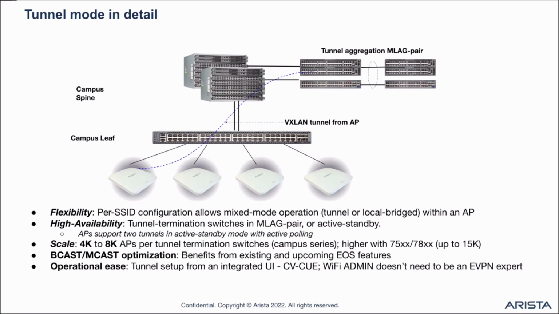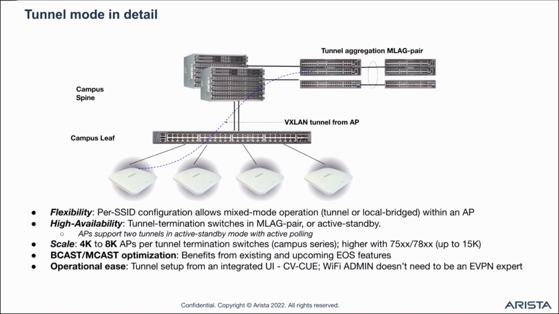Okay, so we talked about the flexibility. It's per SSID, per AP. You can choose to take each SSID in tunnel mode, and you can take them to different points in the network. It doesn't have to go to the same tunnel ID. High availability: fundamentally the MLAG itself is redundant, but you can actually put in two MLAG pairs if you really want to, because each AP is set up to have an active and a standby tunnel which are actively polled.